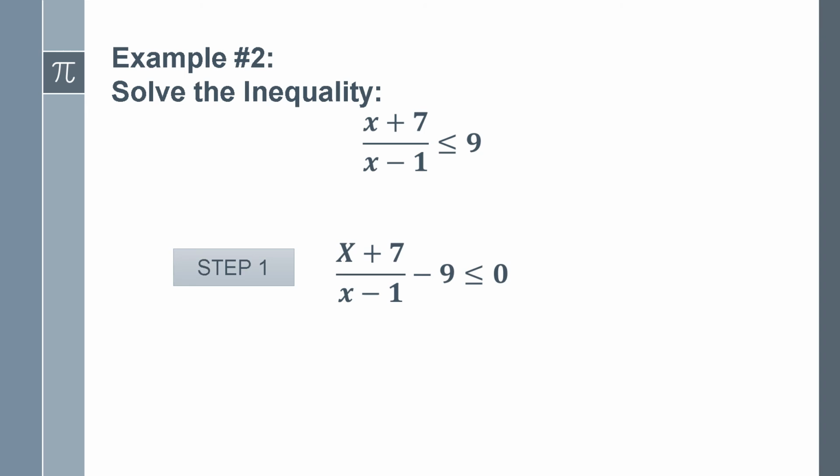Let's have another example. Solve the inequality of x plus 7 over x minus 1 is less than or equal to 9. Again, yung step 1 natin, we will set the other side to 0. So, i-transpose natin yung 9, magiging x plus 7 over x minus 1 minus 9 is less than or equal to 0.